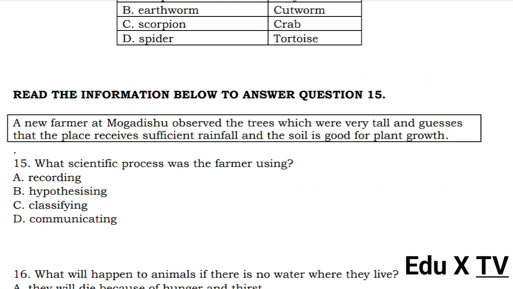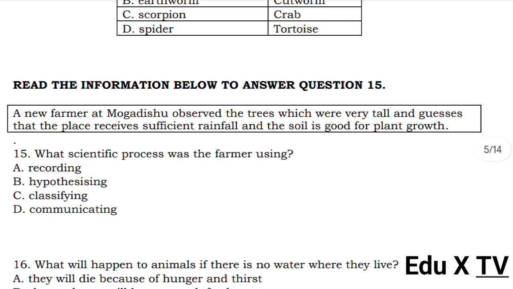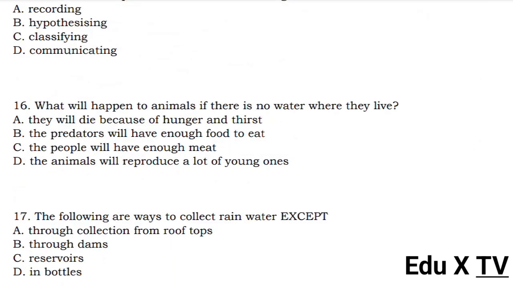A new farmer at Mogadishu observed the trees which were very tall and guesses that the place receives sufficient rainfall and the soil is good for plant growth. Number 15, which scientific process was the farmer using? Answer B. Number 16, what will happen to animals if there is no water where they live?